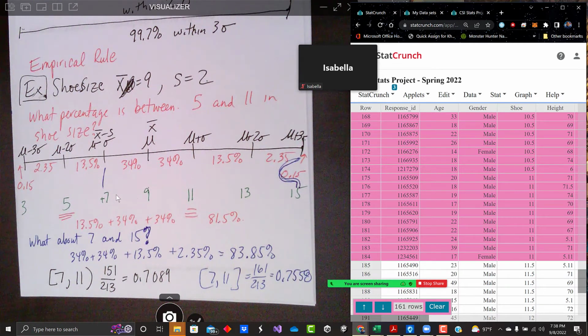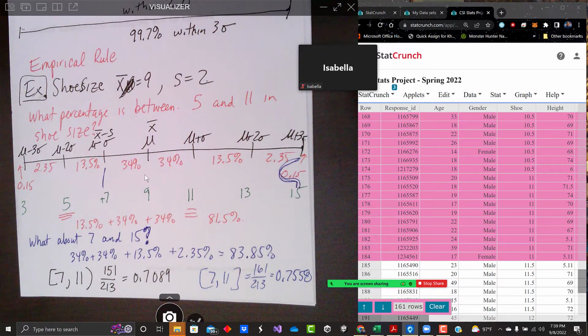This should have 7 to 11 should be 34 and 34 is 68%. Well, no, that's right. That's here. 7 to 11 is one deviation like that. 34 and 34 is 68%. That's close to 68%. It's 70-ish.